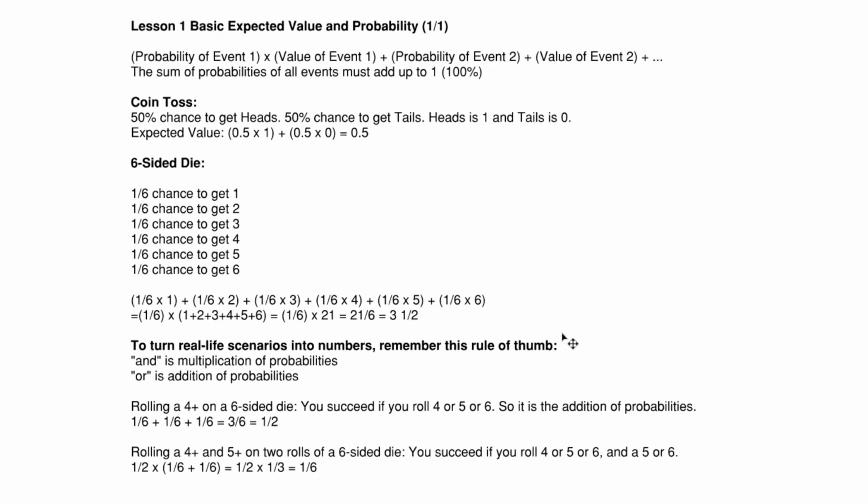So, in this lesson, we went over basic expected value and probability.